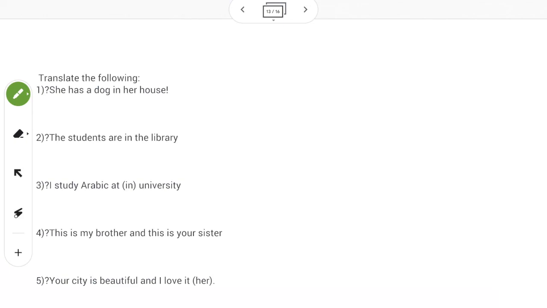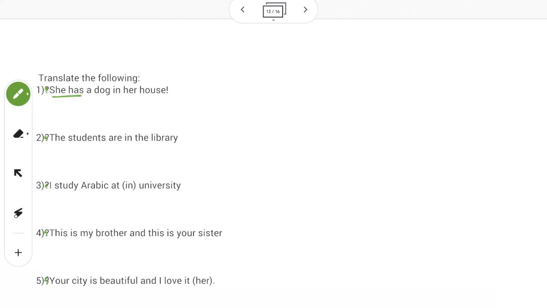Okay, so now we're going to do these. Go ahead and pause your page, and you are going to translate these. Ignore the question marks, I think this was just formatting. Pause the page. You're going to translate these into Arabic and then come back and see how you did.